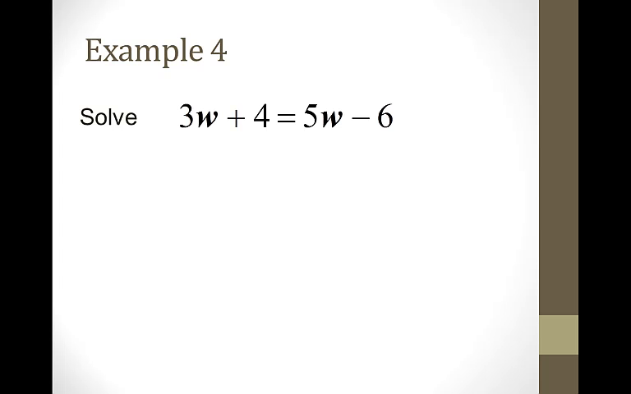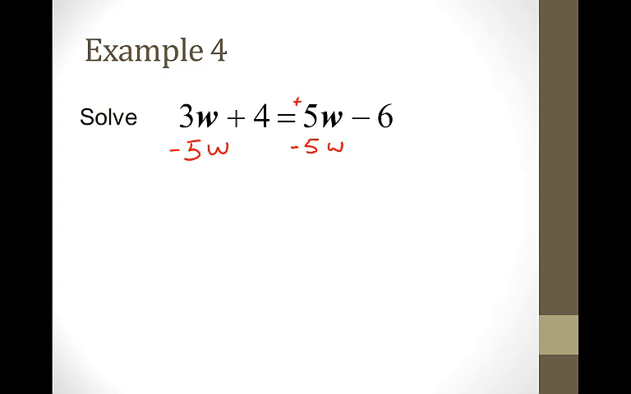Okay, solve 3w plus 4 equals 5w minus 6. So now I've got a variable on both sides of the equation. It doesn't matter which one we take care of first. I generally will get the variable to the left-hand side. So, with that said, let me subtract 5w from both sides, because it's understood plus here, right?